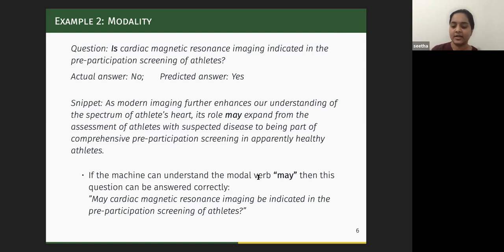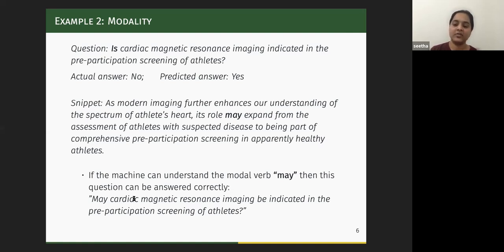So that is the reason we had a hypothesis that if the model can understand may correctly, the model may predict it correctly. So we changed this particular question to have the word may, and ran the BioASQ BioBERT model. After changing this question, this particular question is also answered correctly. So this indicates that maybe understanding modality may help us improve accuracy.